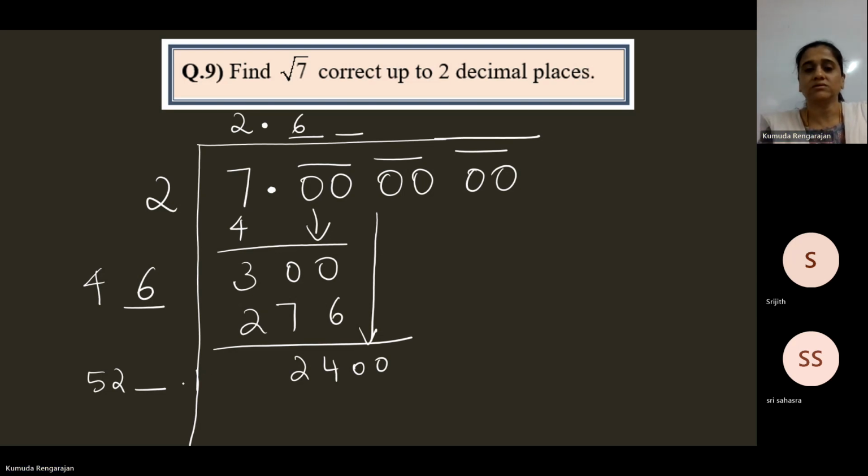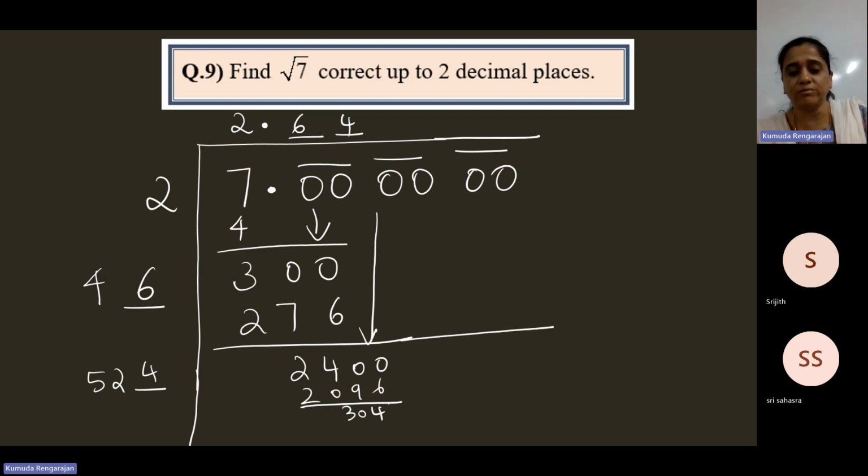Correct? Now what is it? 52 into 4, 52 into 4. 2096. What's the remainder? 304. Then the last pair of zeros come down.